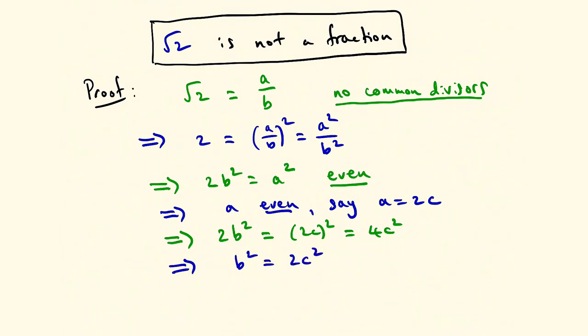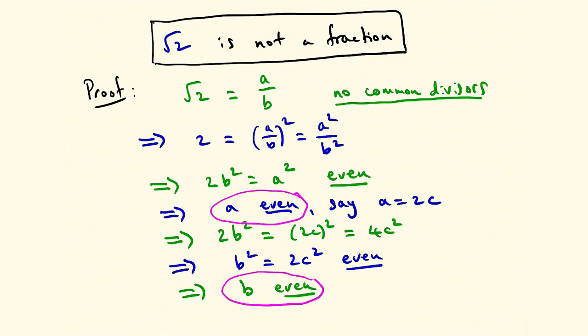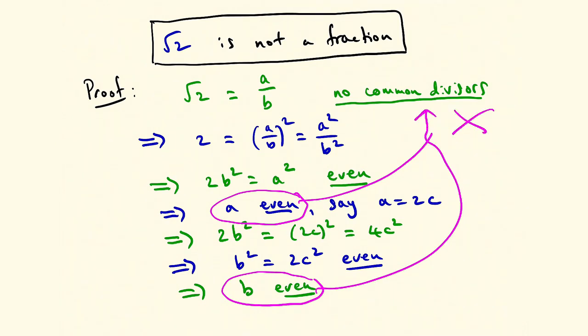So b squared is 2 times something, which is even. And as before, if the square of a counting number is even, the number must be even, so therefore b is even. Okay, now have a look. b is even, and a is even, so they're both divisible by 2. They've both got a common divisor of 2. And that contradicts the assumption that a over b is expressed in reduced form. So this is actually nonsense, can't be true, so therefore root 2 is not a fraction.